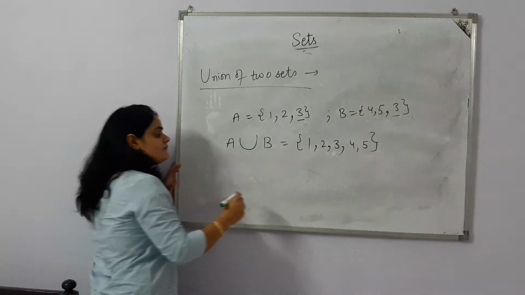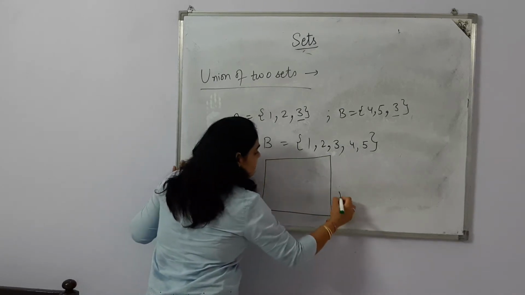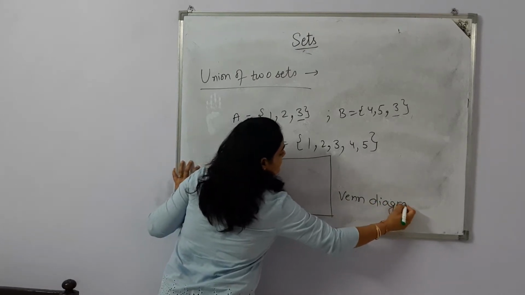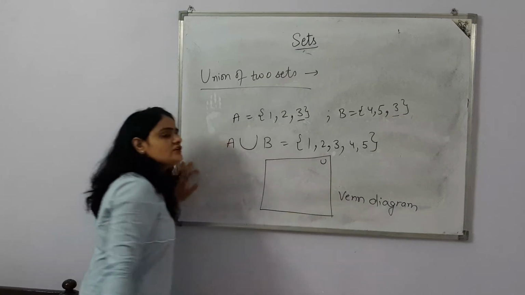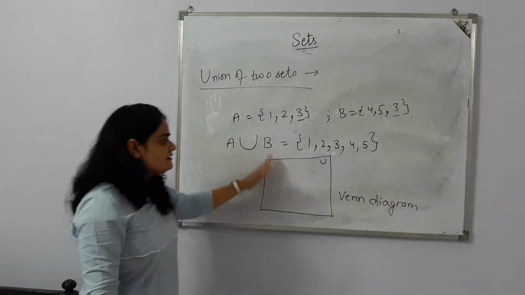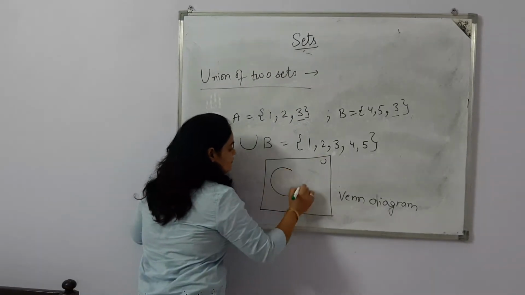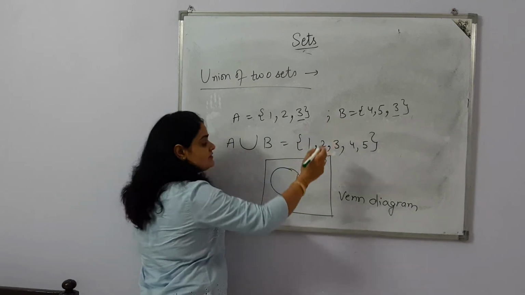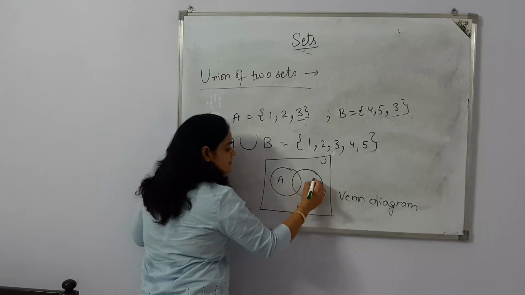Now a Venn diagram represents a set. What is a Venn diagram? This square box is your universal set, because this is the biggest set. So we have taken U as this square. We have two sets A and B, and 3 is the element which is common. This is your set A and this is your set B.